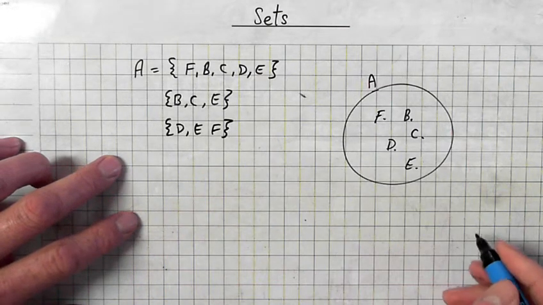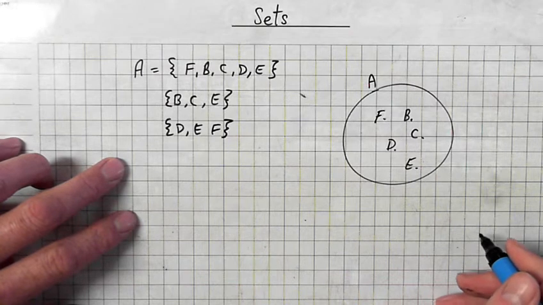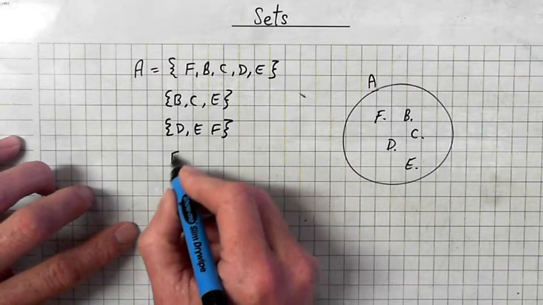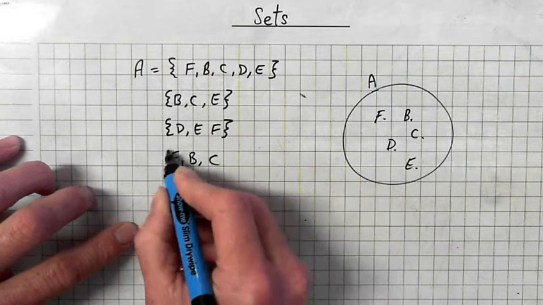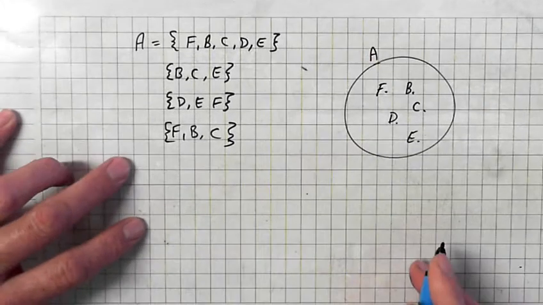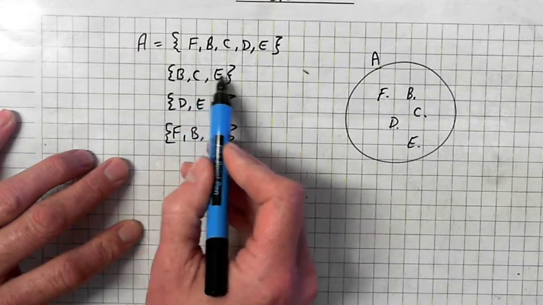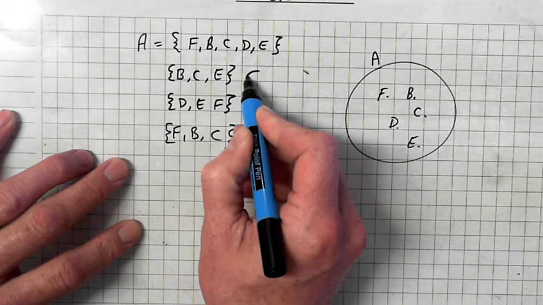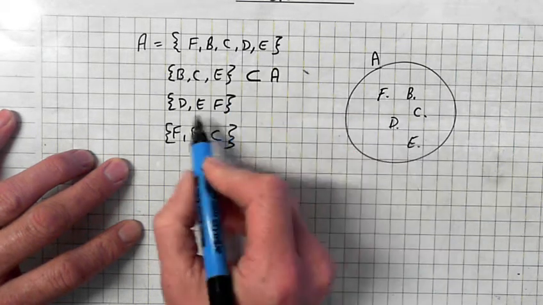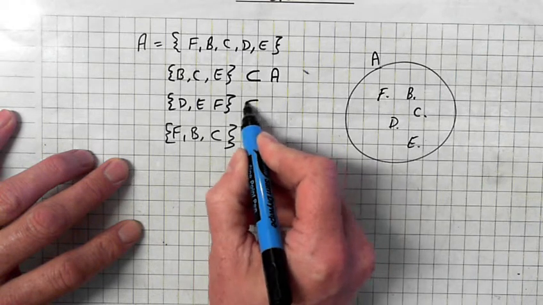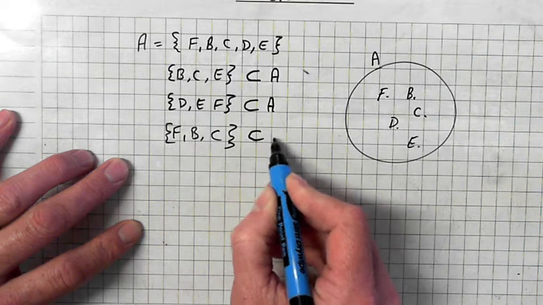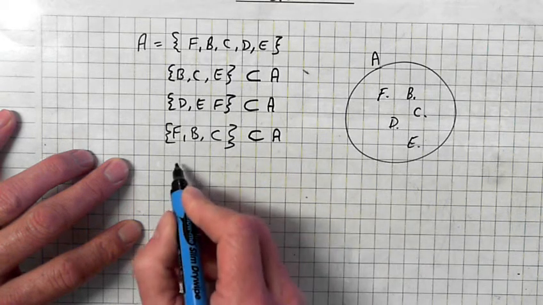That means it's contained inside. Another one? F, B, C. Now, how do I write that in set notation? So I can write B, C, E is contained in A, can't I? D, E, F is contained in A. F, B, C is contained in A.